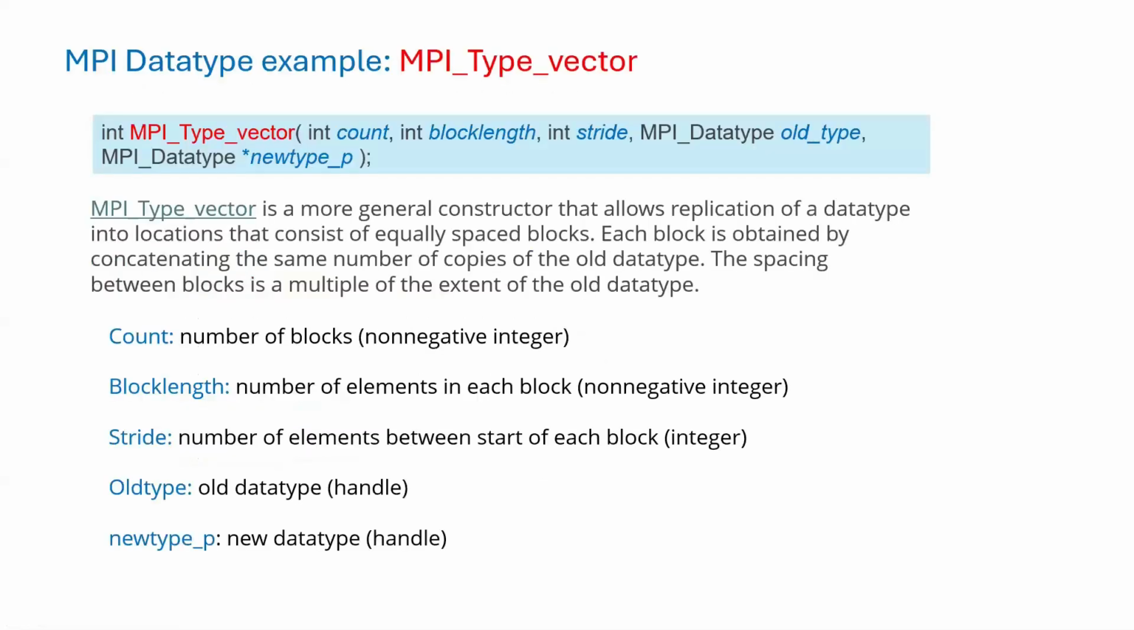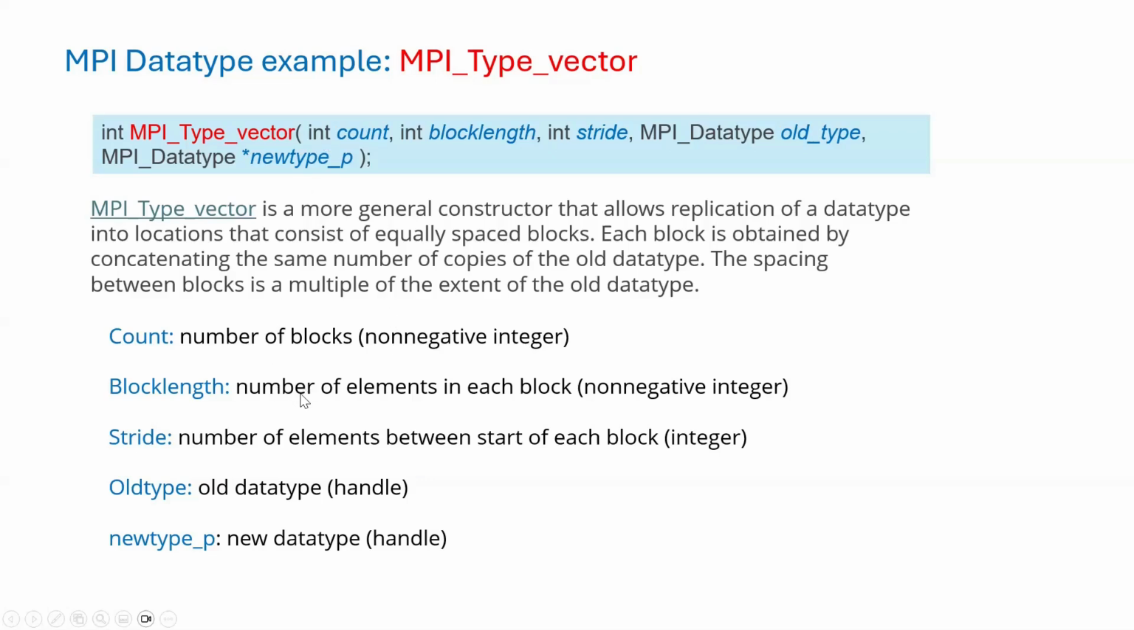The first thing I want to bring up is the API for MPI type vector. So you can vectorize an array or a matrix. You can vectorize it, right? It's the same concept. It's like a more general constructor that allows replication of a data type into locations that consist of equally spaced blocks. Each block is obtained by concatenating the same number of copies of the old type. So what the constructor takes here is the count, which is the number of blocks, and the start.